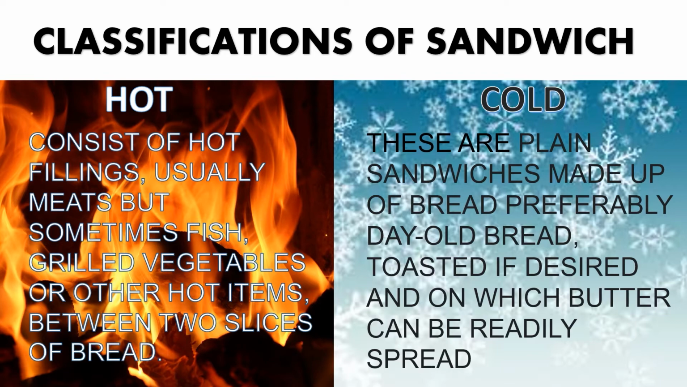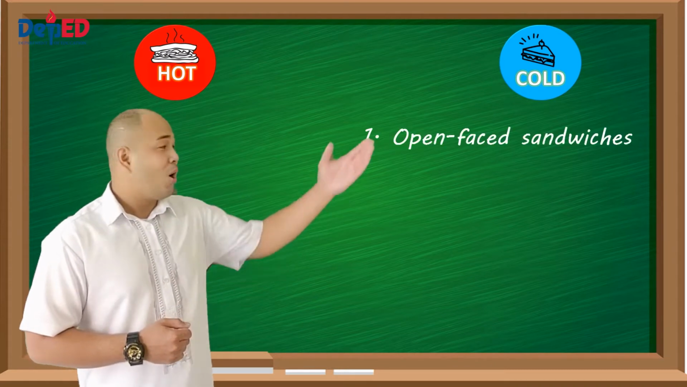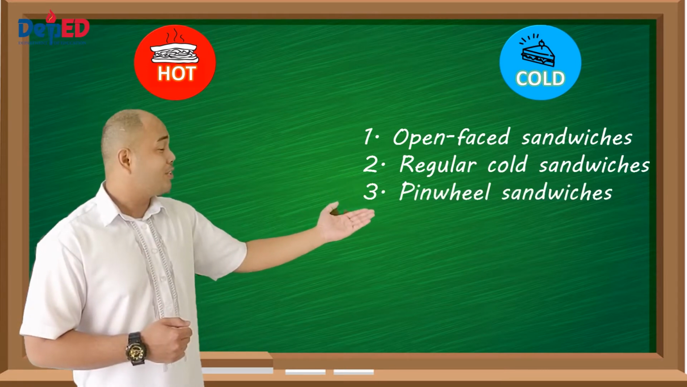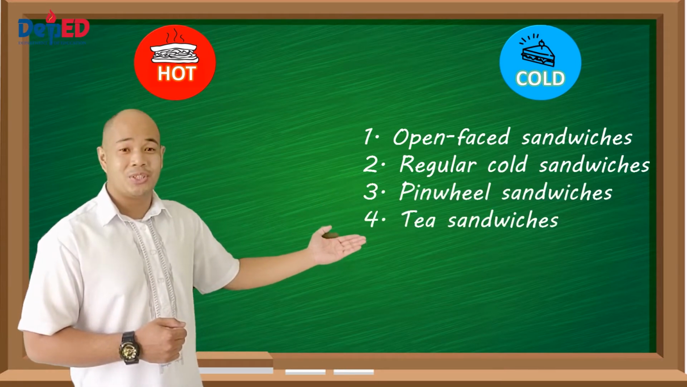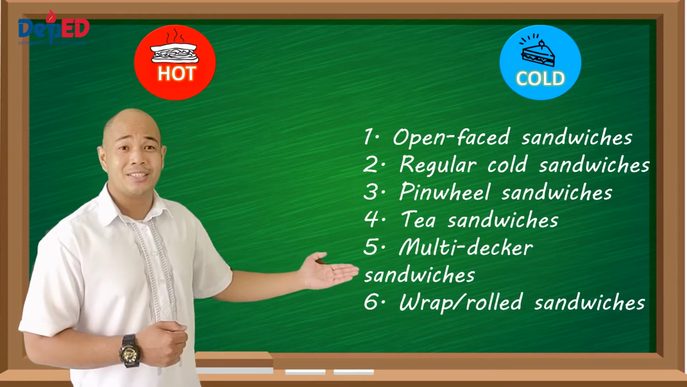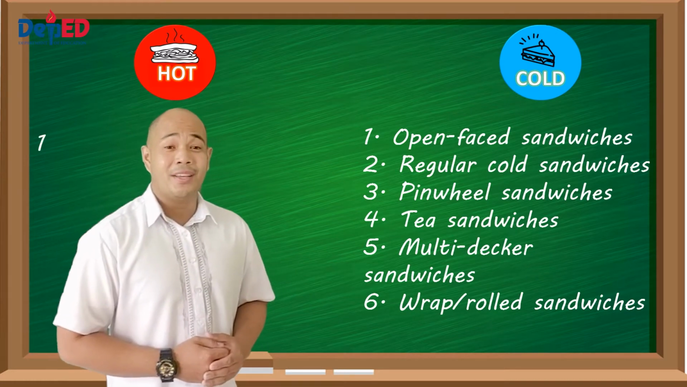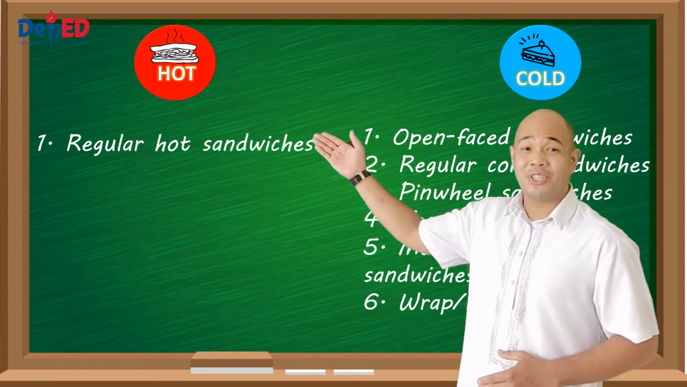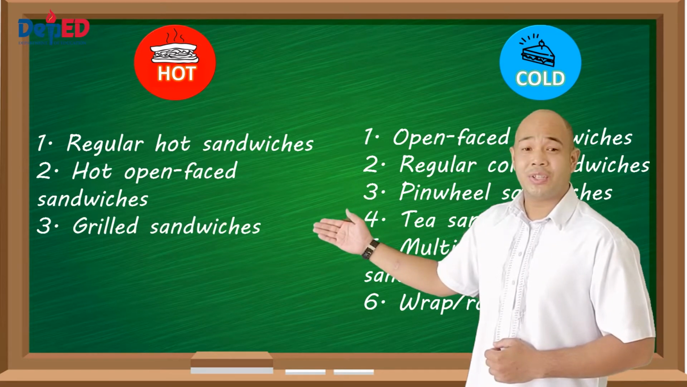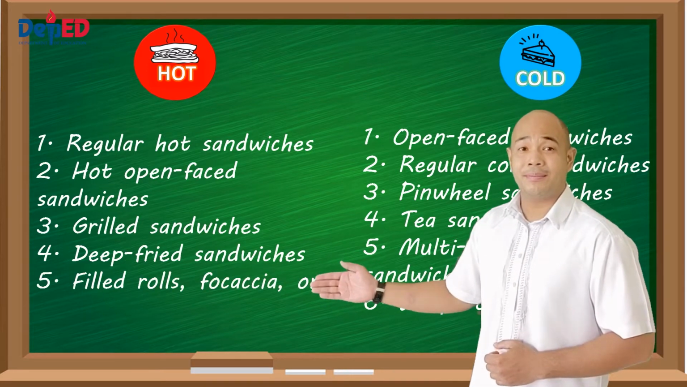Under the cold sandwiches, we have the following: open-faced sandwiches, regular cold sandwiches, pinwheel sandwiches, tea sandwiches, multi-decker sandwiches, and wrap or rolled sandwiches. For hot sandwiches, we have this: regular hot sandwiches, hot open-faced sandwiches, grilled sandwiches, deep-fried sandwiches, and filled rolls, focaccia, or pita bread.